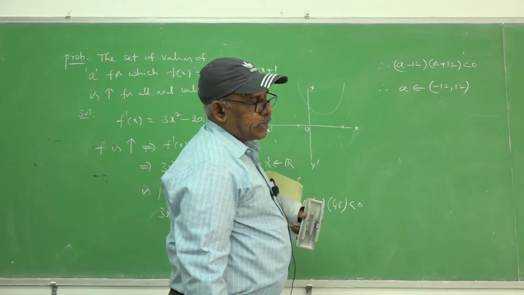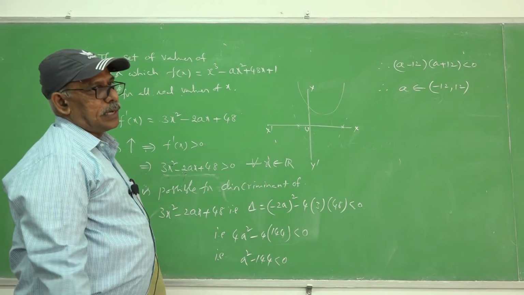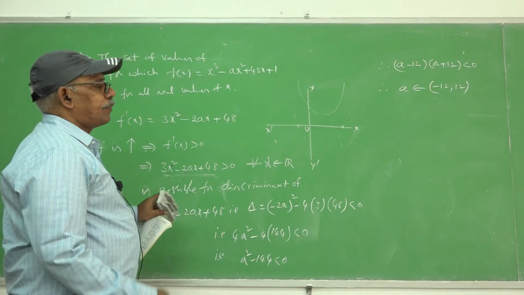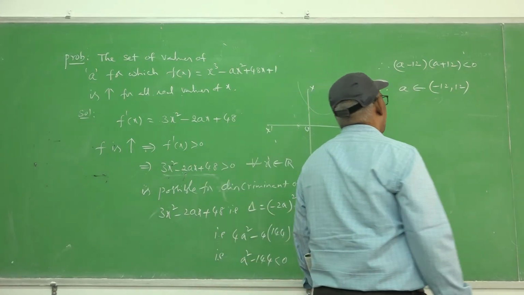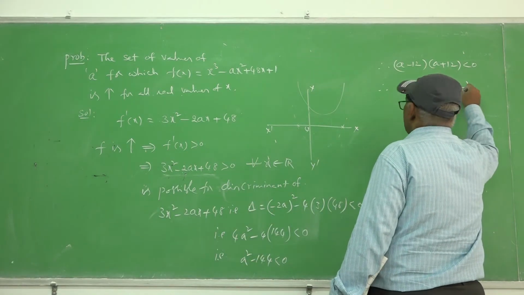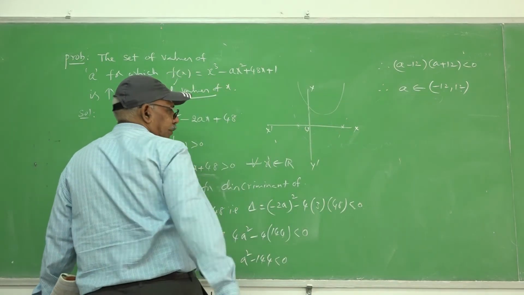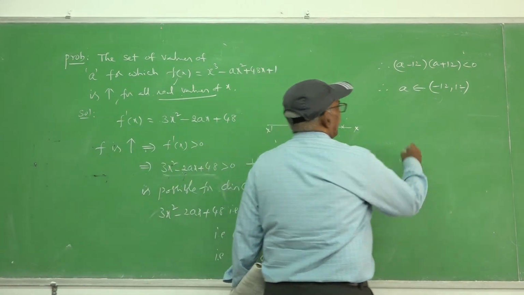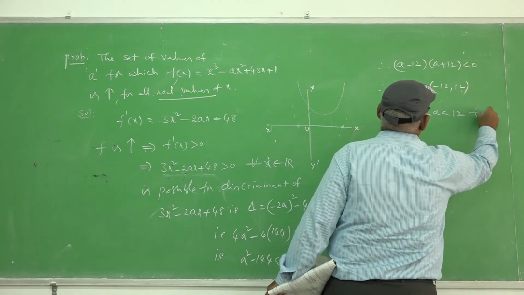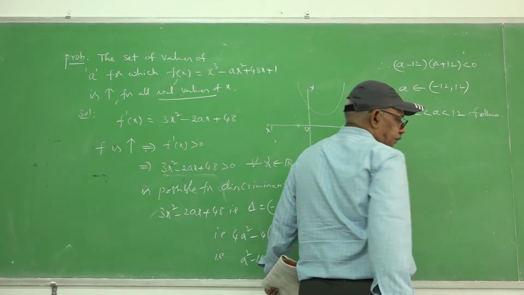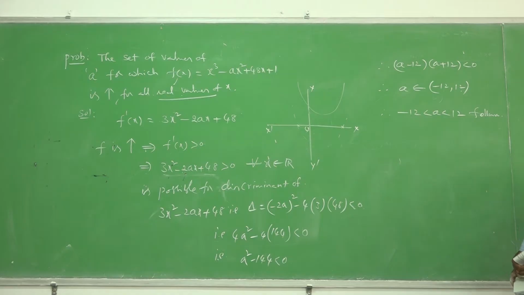Once a lies between minus 12 and 12 only, the product a minus 12 and a plus 12 is less than 0. So the set of values of a lies between minus 12 to 12 whenever the function is increasing for all real values of x. Therefore, minus 12 is less than a is less than 12 follows. These are the values of a in which the function is increasing.